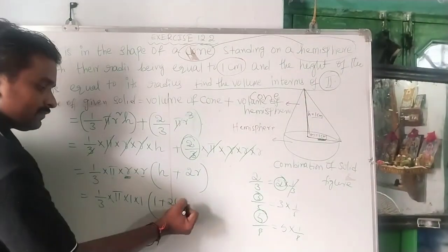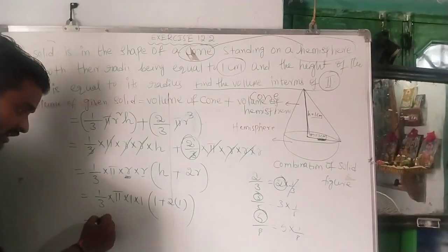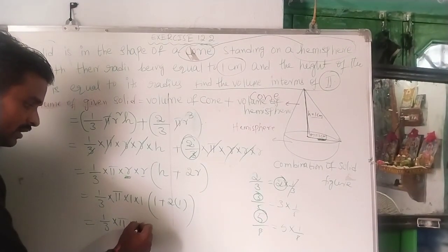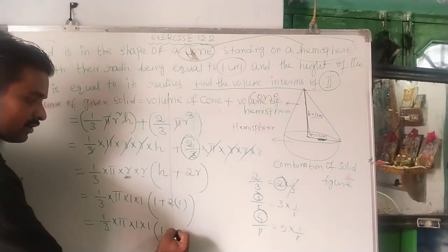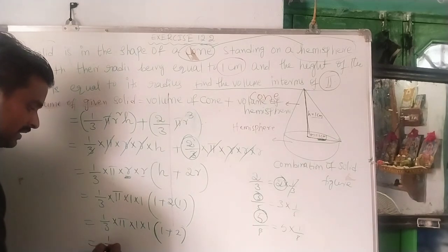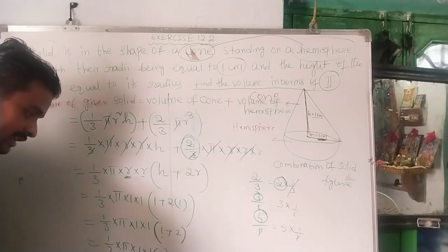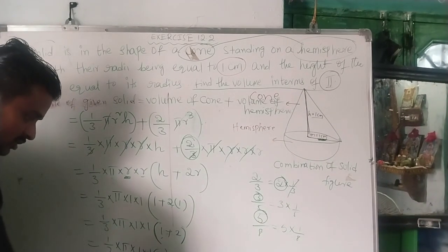The radius is 1. According to the BODMAS rule, first we solve the bracket values. 1 by 3 into pi into 1 into 1 into 1 plus 2 ones are 2. First I will solve the bracket values: 1 by 3 into pi into 1 into 1 into 1 plus 2, that is 3. Clear? Next I will multiply all these terms.